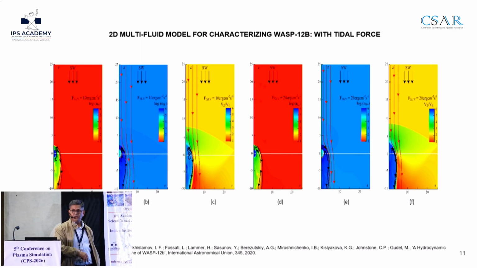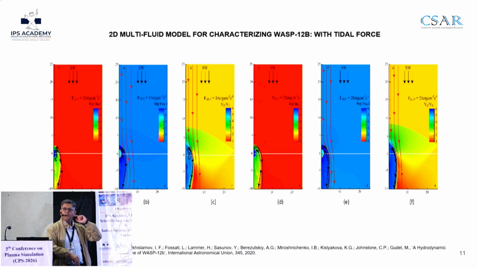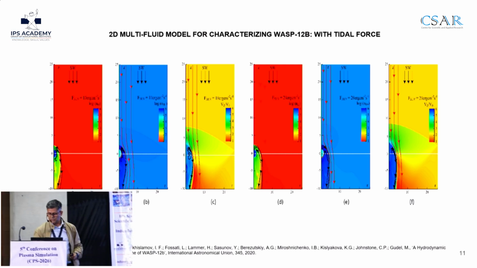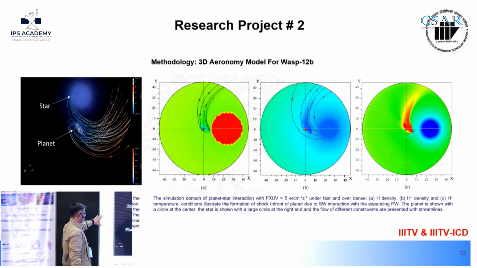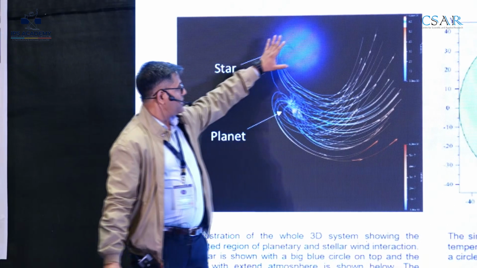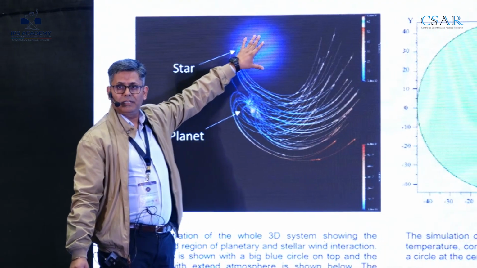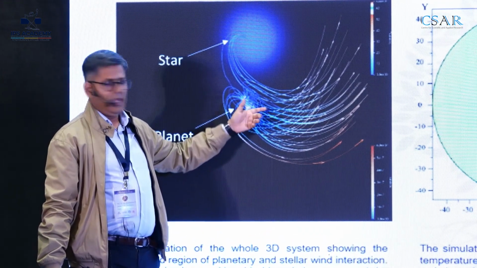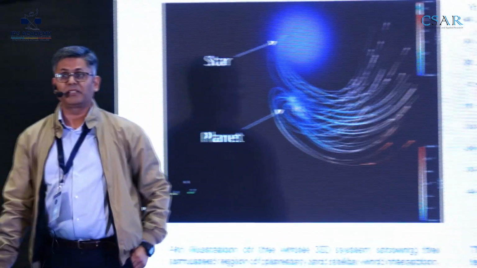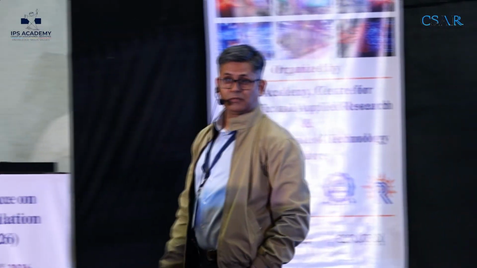So far, we have done this with the 2D model. Then we upgraded the code to a 3D model. So now what you see is the whole system. The star is sitting here. The planet with the extended atmosphere is sitting here. And the flow of different species is shown with the streamlines.